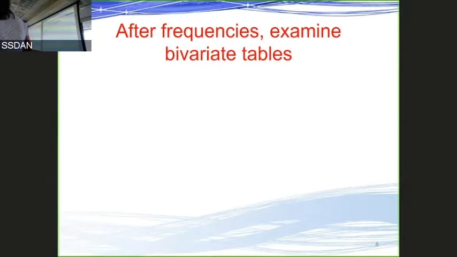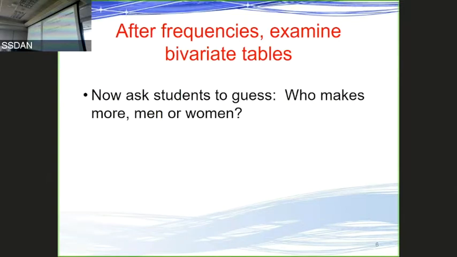Okay. So after we've looked at frequencies, then I say, okay, now let's start looking at 2 variables together. Let's look at binary tables. So I'll ask you, who do you think makes more, men or women? Someday, I don't think I'm going to teach long enough. I always joke with students, I hope by the time I retire, this is not such an obvious answer. Yeah. Right now it still is.